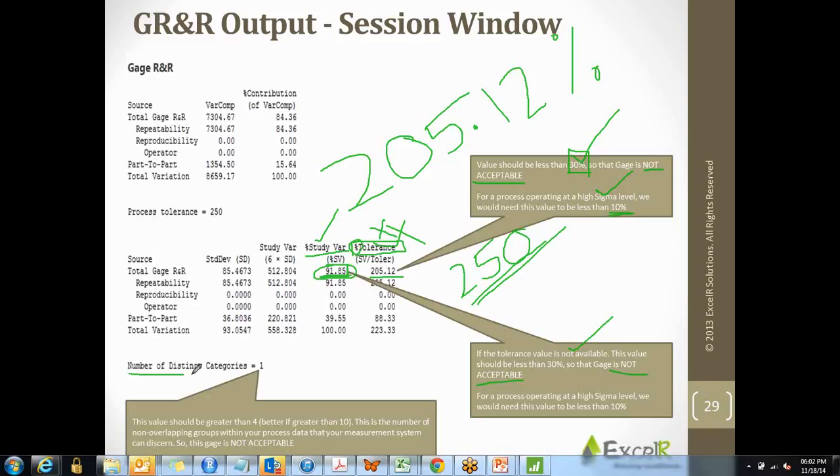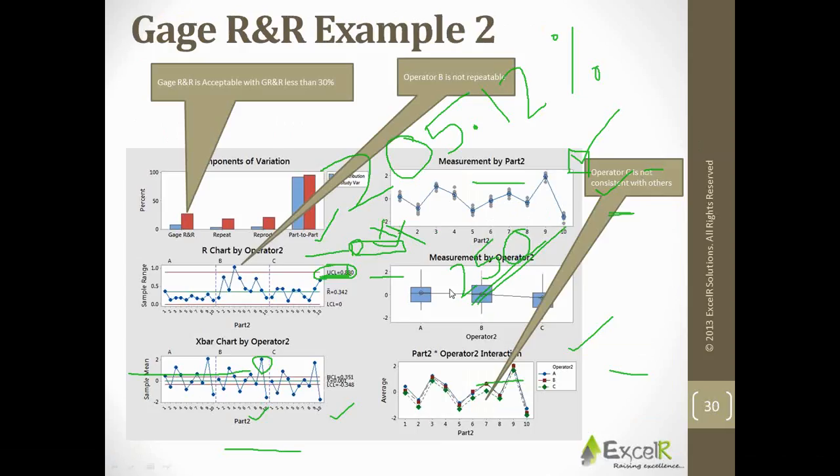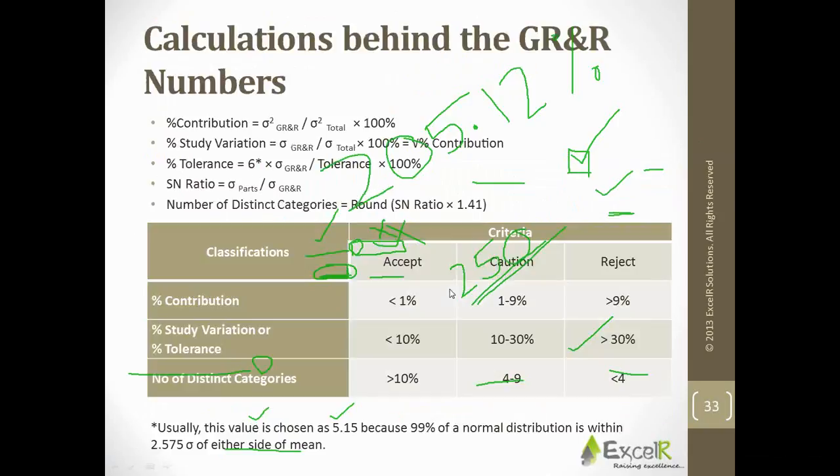Another thing is number of distinct categories. It's showing us number of distinct categories is equal to 1. This value should be greater than 4, better if it is greater than 10. This is the number of non-overlapping groups within your process data. Since it is 1, which is less than 4, this gauge is not acceptable. We'll understand everything in detail only if you do an exercise now.